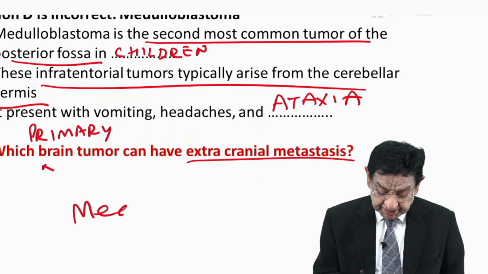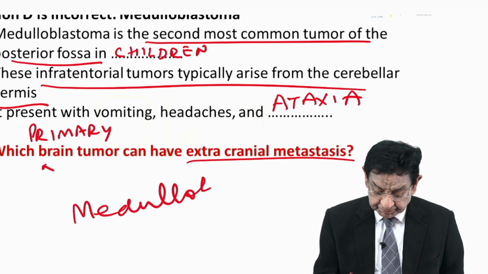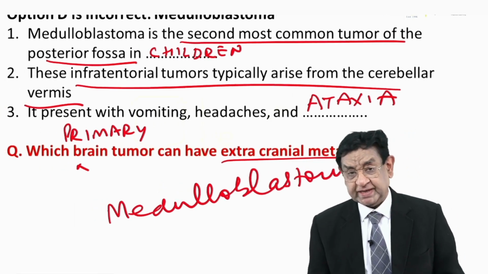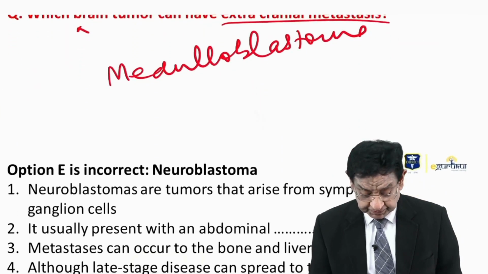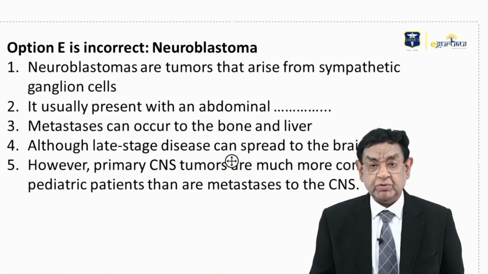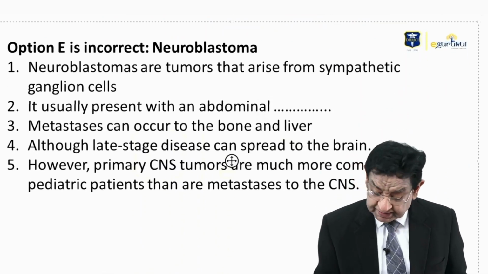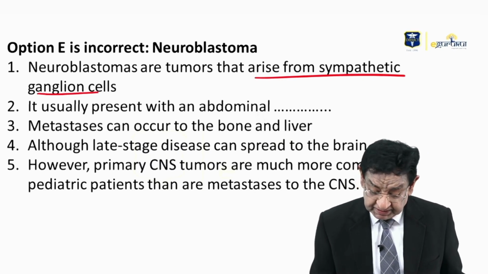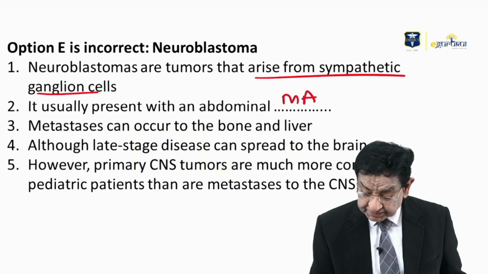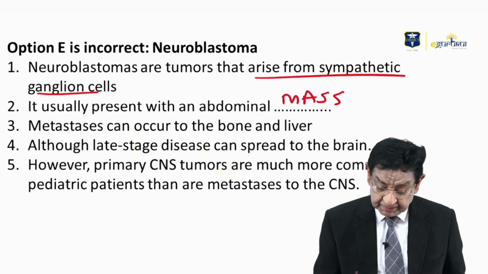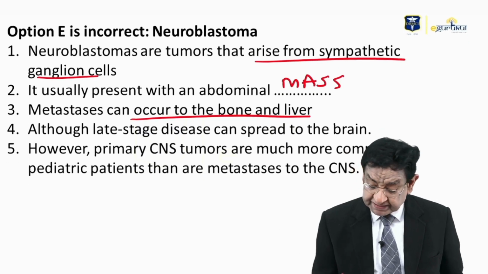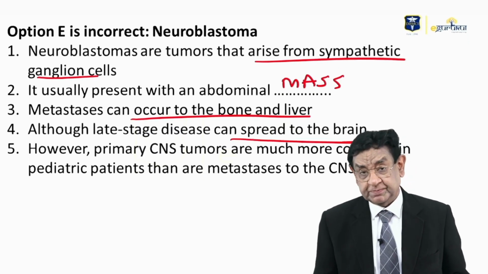Answer is medulloblastoma. It is the only primary brain tumor which can have metastasis. Well, when we talk about neuroblastoma, it arises from sympathetic ganglion cells. They may present as abdominal mass. Metastasis may occur in bone and liver also. But in the late stages, they may go to brain also.